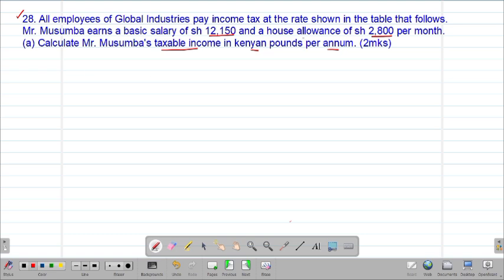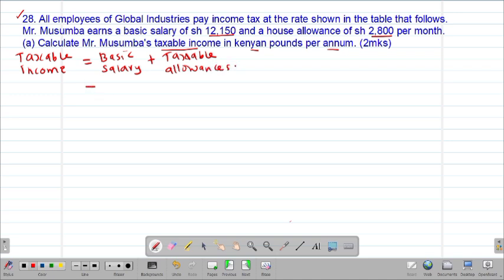Now notice that in this particular case, this particular employee is not being housed by the employer. Therefore, for us to get the taxable income when the employee is not housed by the employer, we simply take the basic salary, then of course we add the taxable allowances. Therefore, the taxable income for Mr. Msumba will be equal to the basic salary plus the taxable allowances.